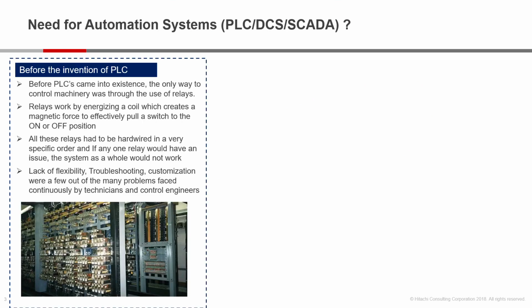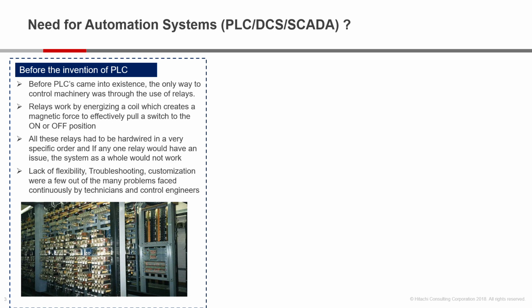Let's start with the relays. So before PLCs came into existence, as I already said, the only way to control machinery was through the use of relays. So all these relays had to be hardwired in a very specific order, and even if any one relay would have an issue, the entire system as a whole would not work. So essentially the problems were there was a lack of flexibility. You couldn't change the logic of the circuits. If the process requires a change, you need to change the entire wiring of the circuits.